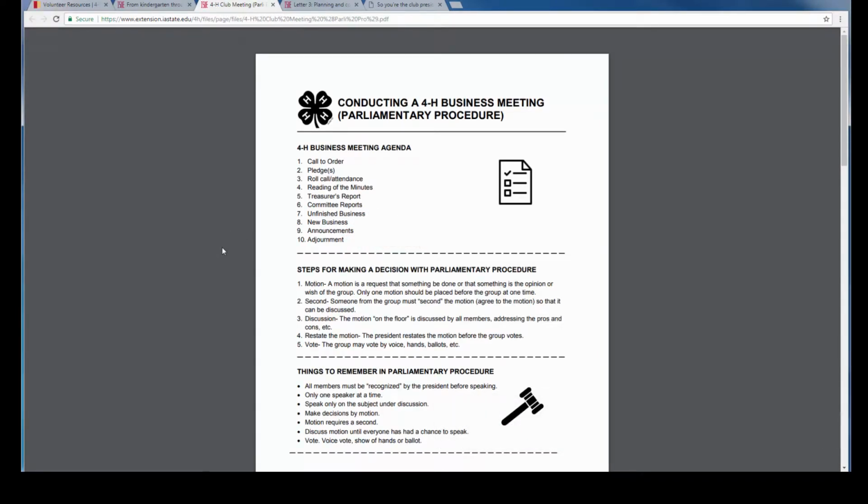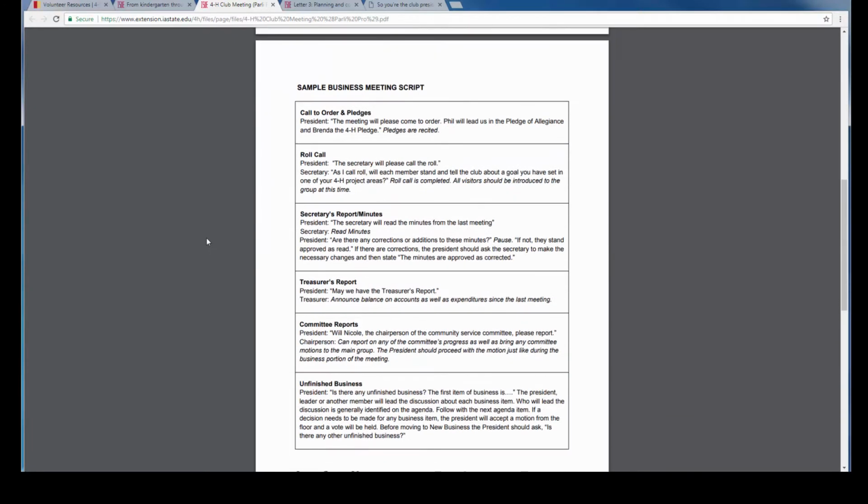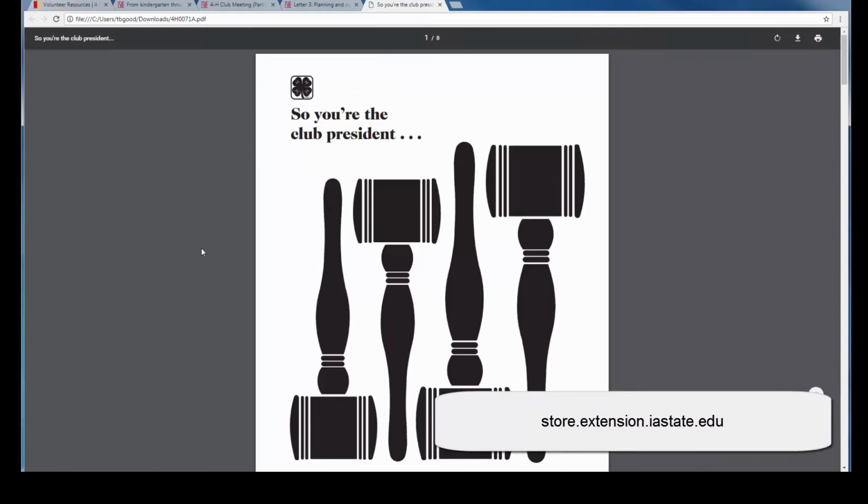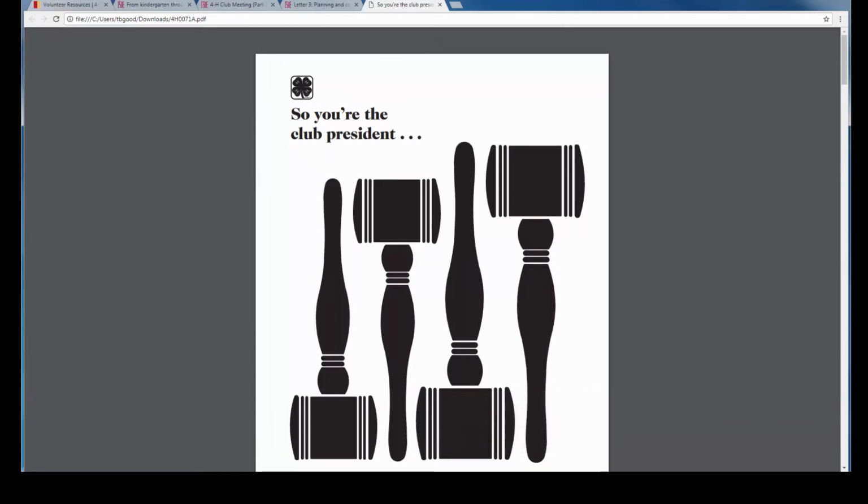This resource has helpful information in one place for parliamentary procedure, as well as a sample business meeting script that can be used with youth. One other helpful resource to use with youth is the So You're the Club President, which can be downloaded from the EDC website. That's a very quick overview of parliamentary procedure and a review of where to find resources. Please let us know if you have any questions.